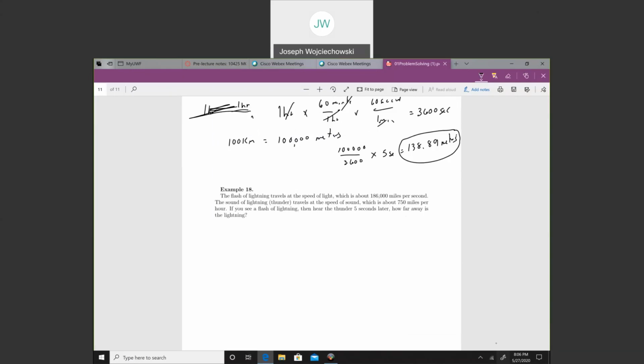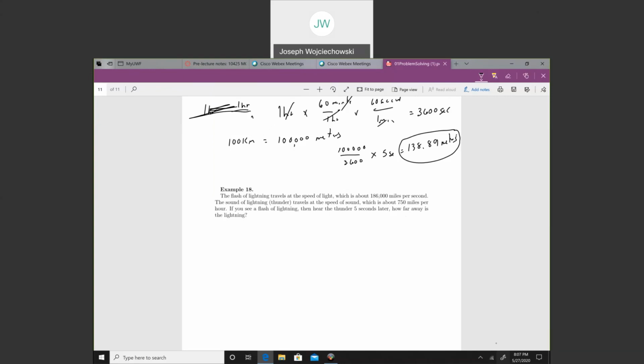Okay, this is the old wives' tale. A flash of lightning travels at the speed of light, which is approximately 186,000 miles per second. The sound of lightning, which is thunder, travels at the speed of sound, which is about 750 miles per hour. If you see a flash of lightning, then hear the thunder 5 seconds later, how far away is the lightning? The first thing to consider here is that light travels at such a speed that it's not going to matter. You can ignore it.